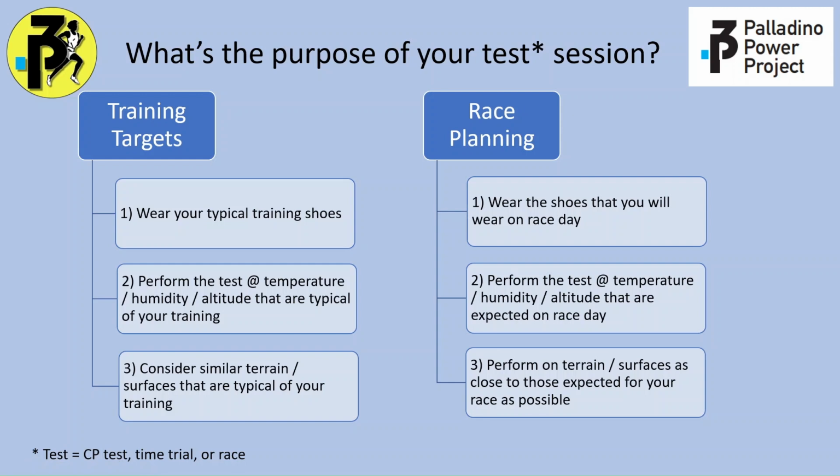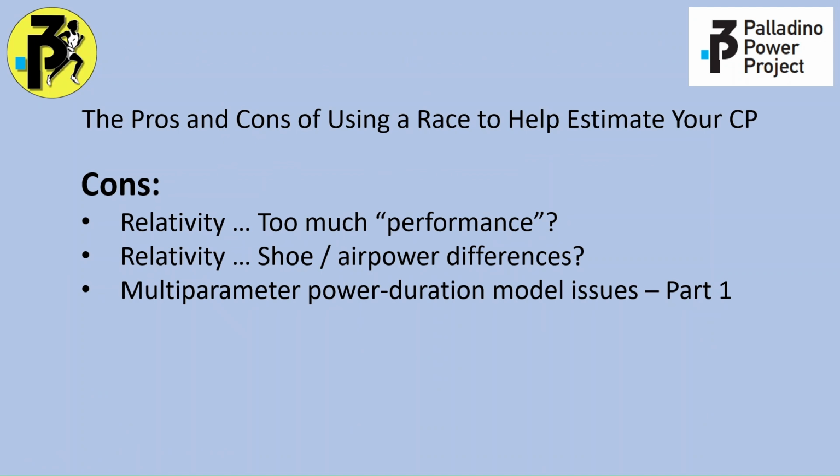Again, be aware of shoe differences, but in particular, air power differences. If you wear those angled lace shoes, you're going to get an erroneously low air power, and it's going to give you an underestimated CP relative to what you would get in a straight laced shoe. All right, so keep that in mind.